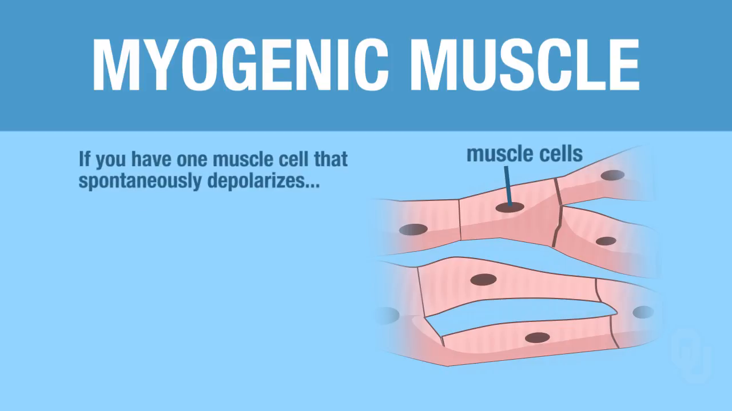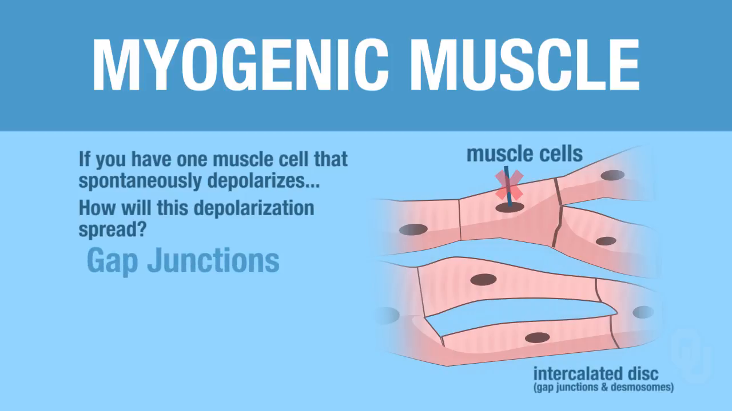If you have one muscle cell that spontaneously depolarizes, so let's take this muscle cell here. We'll mark it with a red X. If this cell is going to depolarize, we want that depolarization to spread into the adjacent muscle fiber. How is that depolarization going to spread to that muscle fiber? What does it have to spread through? What does the cell require? Gap junctions. These cells have to have gap junctions.